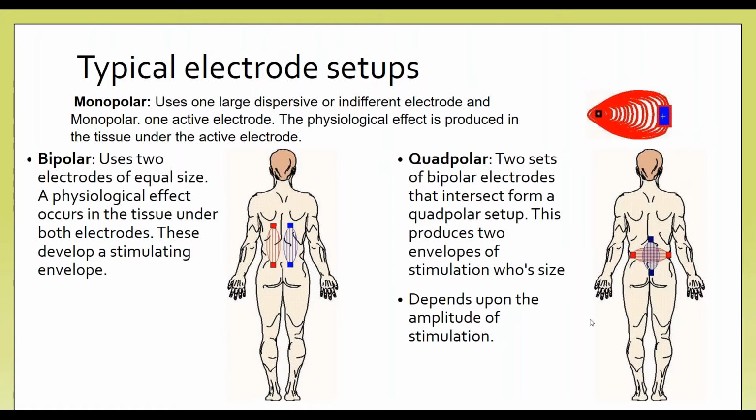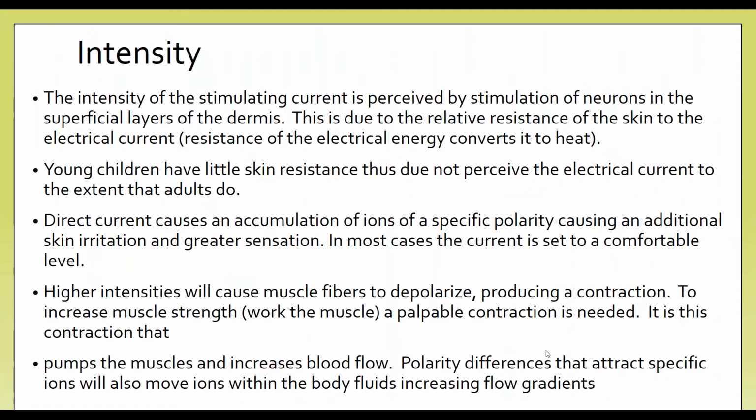But where they intersect, I definitely have a higher current density. I can do this with a high volt galvanic as well, just setting up my electrodes this way, or even a TENS unit. Intensity we often set to what the patient feels. Within the parameters, you don't want to go too high of intensity because that's going to cause damage.